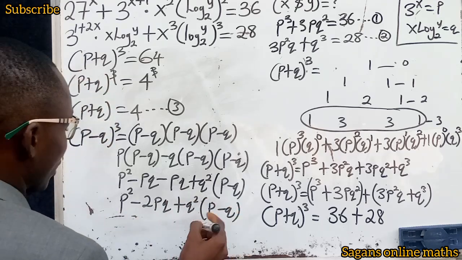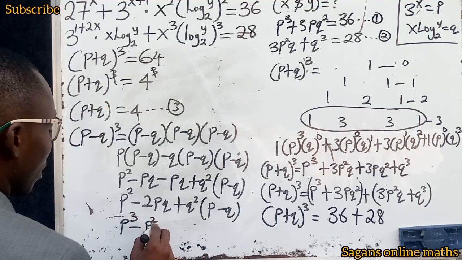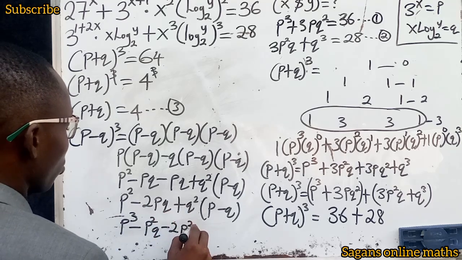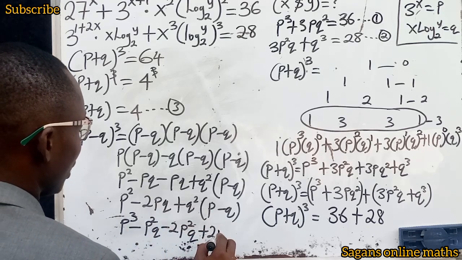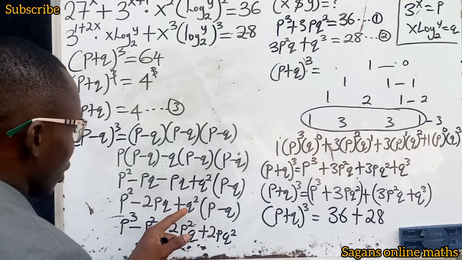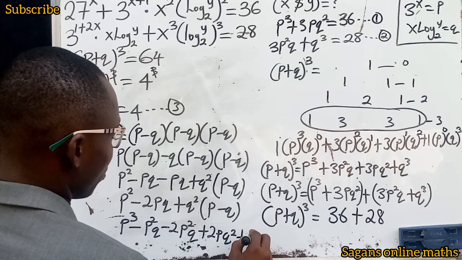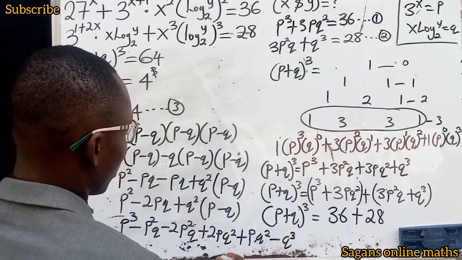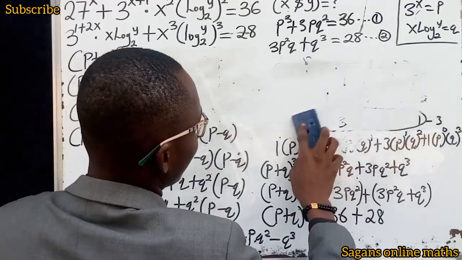Now, if we open this parenthesis, this is p to the power of 3 minus p square multiplied by q. Then this gives us minus 2p square multiplied by q, then plus 2p q to the power of 2. You can see that you are having q here. Then use this last one, because the other of this is plus q square times q. We have p multiplied by q square, then minus q to the power of 3.